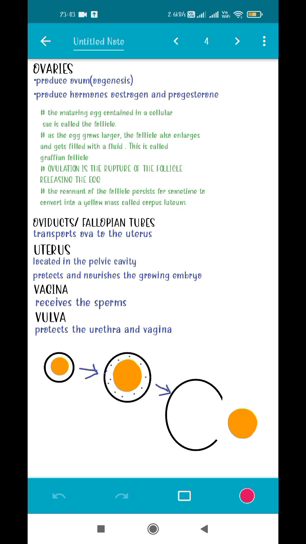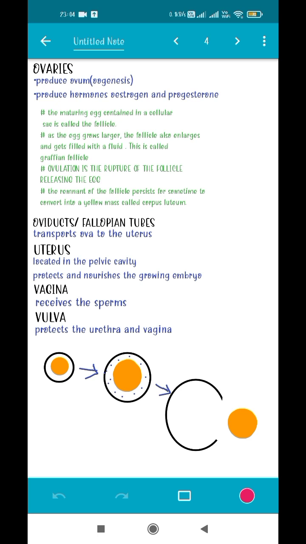The uterus is another structure which we will learn in the later part again. So the uterus is located in the pelvic cavity, that means in the lower abdominal region. It protects and nourishes the growing embryo. After fertilization occurs and after the baby starts developing in the mother's body, the uterus is the part where the baby stays.